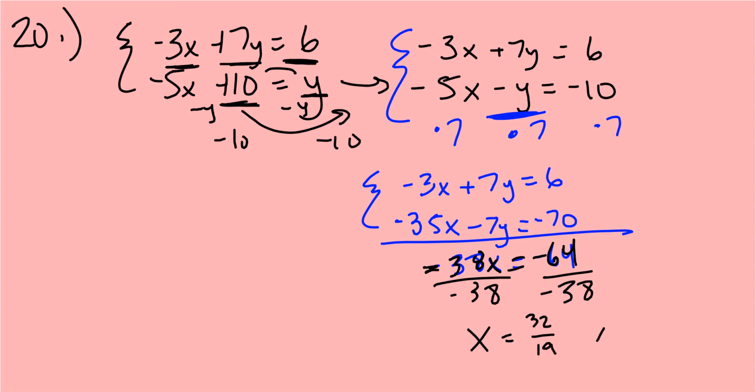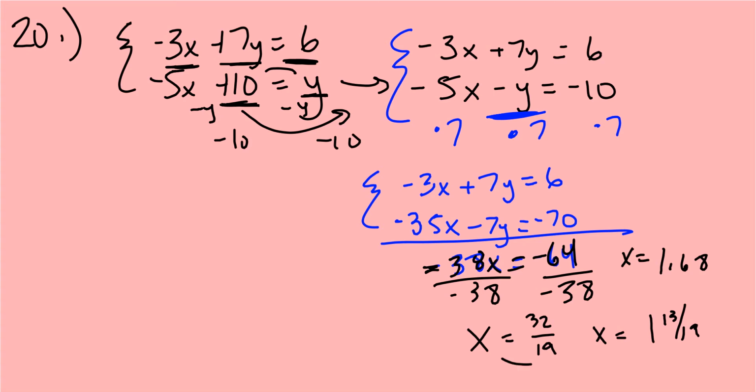Maybe you don't like that. Maybe you like x equals 1 and 13/19. So either one of those are okay, or maybe you put 1.68. Any of those three are okay.